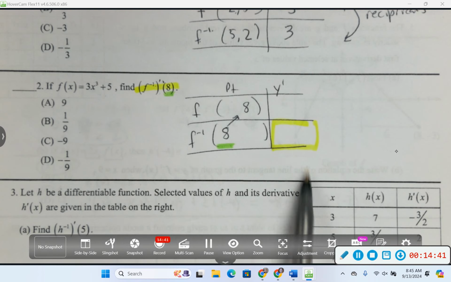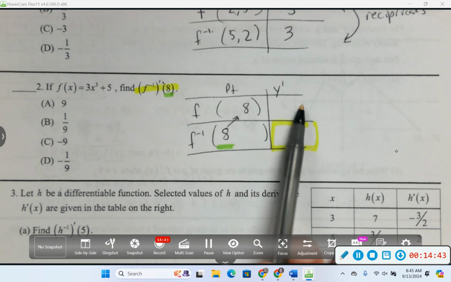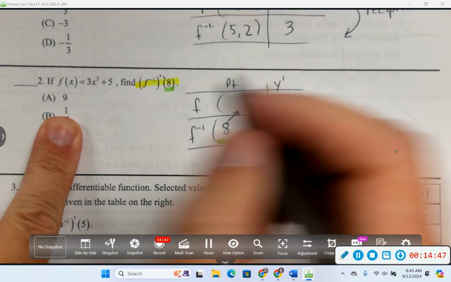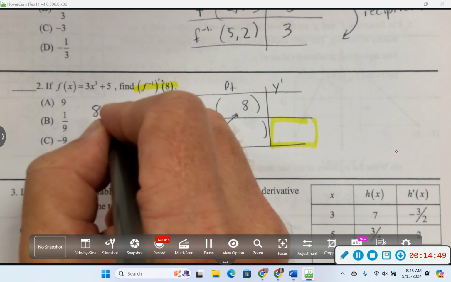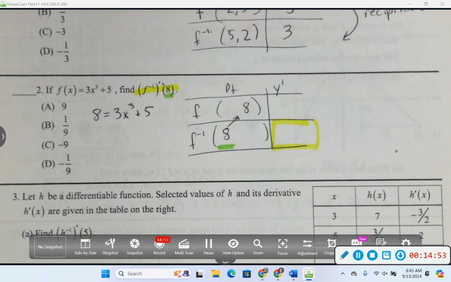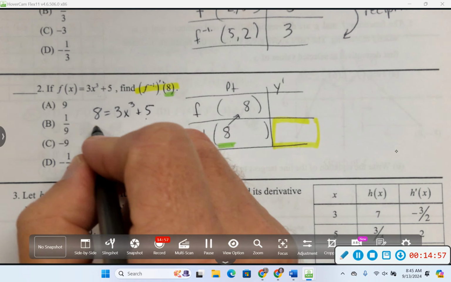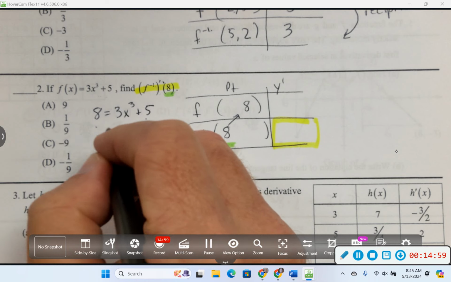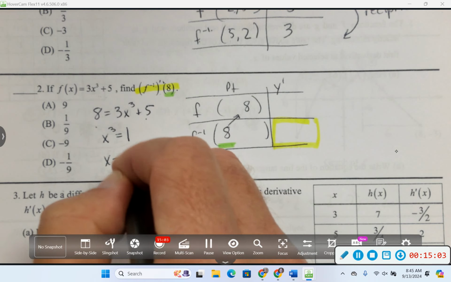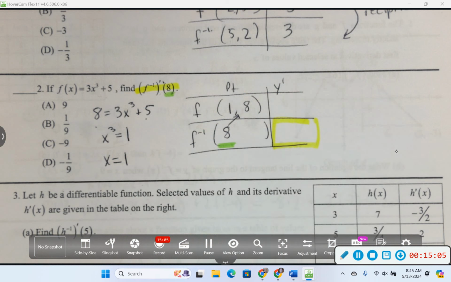And I don't know what this is yet, but I'm getting close to finding this top derivative. In fact, if I know the y value is 8, I can set 8 equal to f of x to find the x value. So minus 5 divided by 3, x cubed is 1. So that means x is 1. Oh, I had to work backwards to find that.